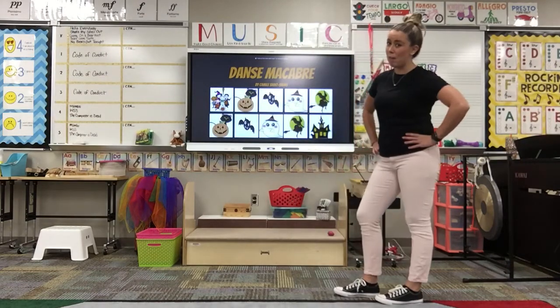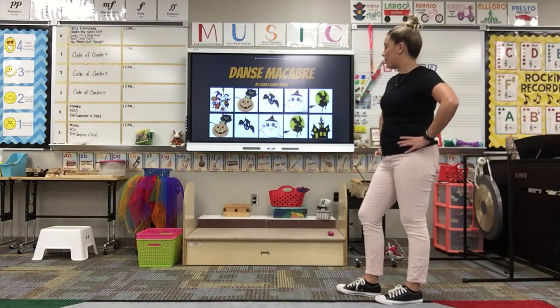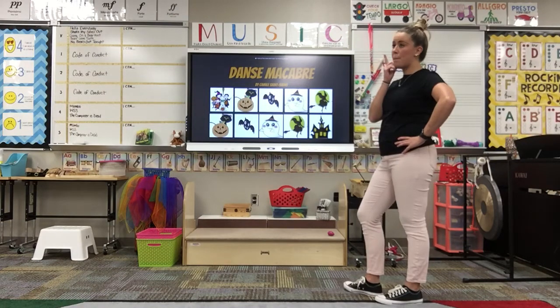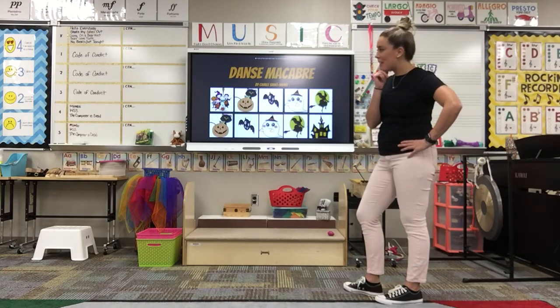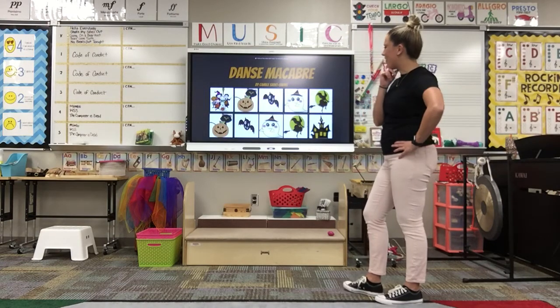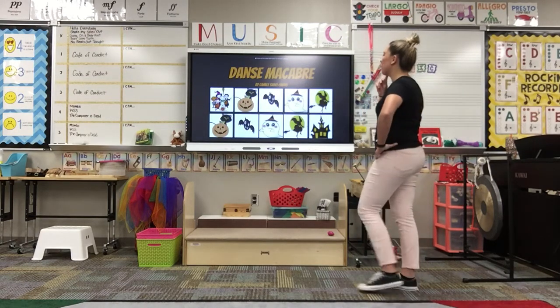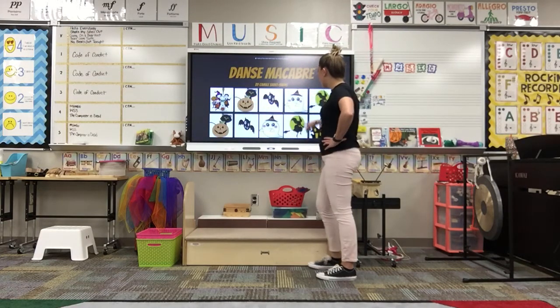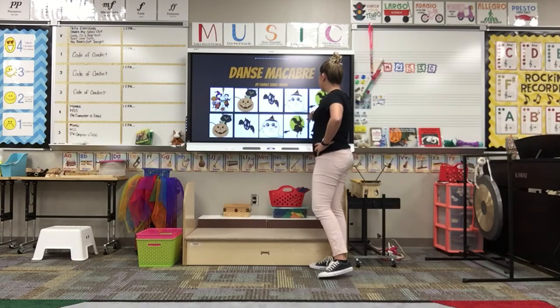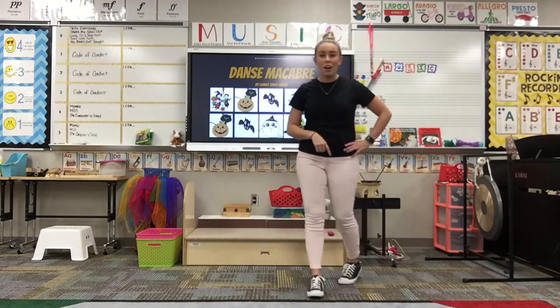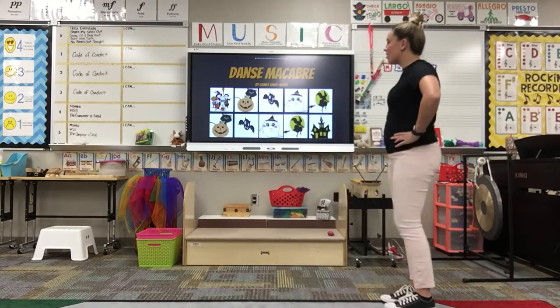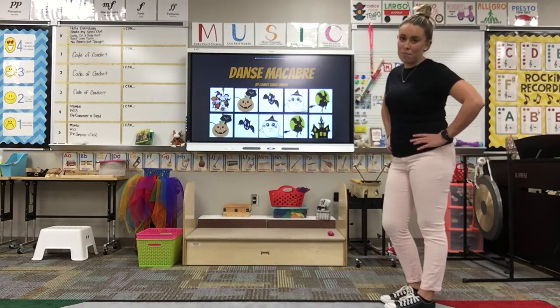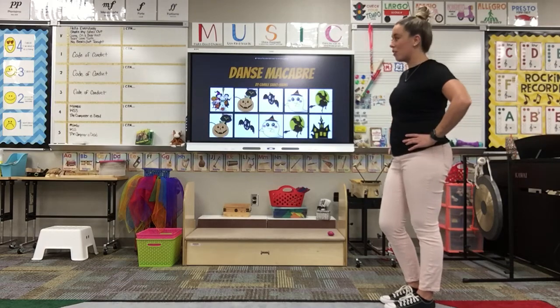Now, if we look at these pictures, they have something in common. Oh my goodness, they all have something to do with Halloween. How cool is that? And when I'm looking at this, I see that even some of my pictures repeat. I see two bats. I see two cats with pumpkins. I see two ghosts. And I see two witches. And that is because all of those symbols, we have a movement that goes with it. And we're going to do that movement two times whenever it comes up in our music.